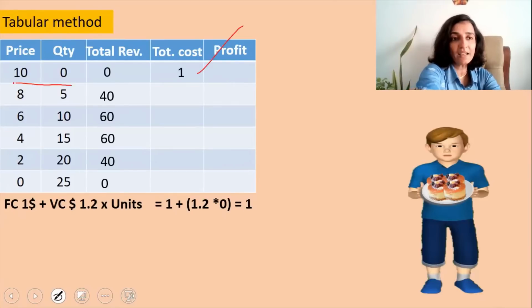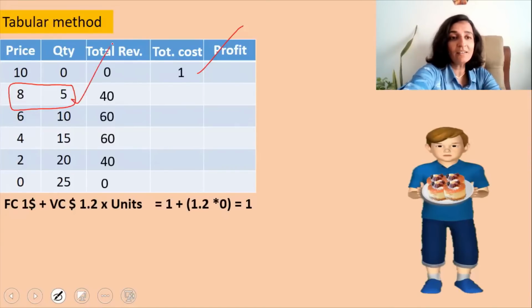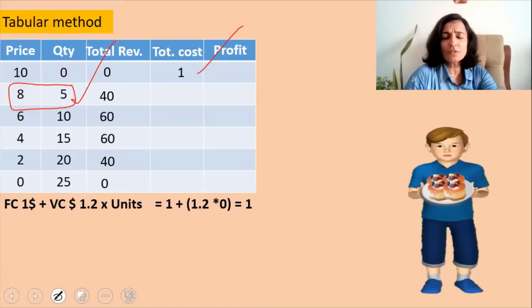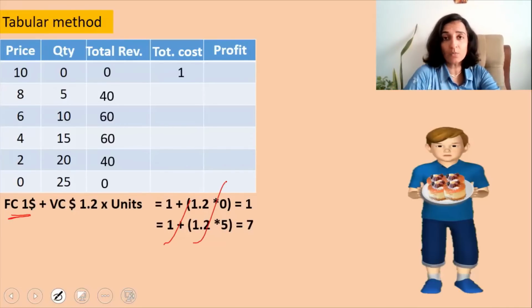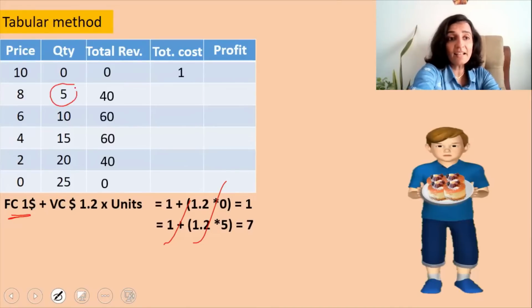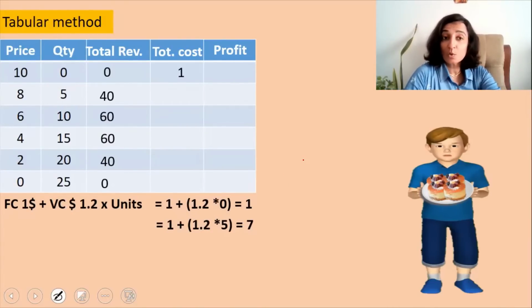Now moving to the second price quantity combination. That is, if you are selling at a price of 8, then the quantity demanded is 5. So what is the total cost? It is $1, which is the fixed cost that you have to pay to the association, and $1.2 per unit, which is the variable cost. And how much quantity are we selling? We are selling a quantity of 5. So multiplied by 5, we get $7 as the total cost. So we make a note of it in the total cost column.